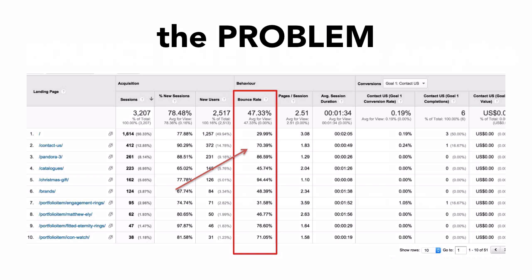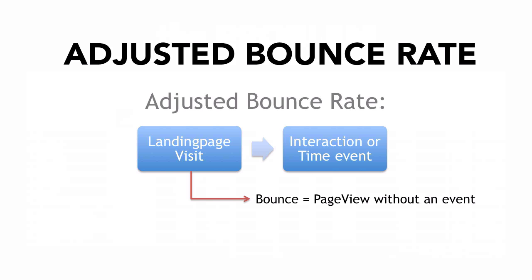Now there's a better way to adjust that bounce rate. Adjusted bounce rate would take into consideration if somebody had an interaction on the page or stayed on the page for a certain amount of time. And this can be useful. If we adjust the bounce rate, we could see a bounce as a page view without an event, without an interaction, without the intent to actually read the page or not. And this can be really valuable for us because it gives us a better measurement of how the landing page actually performs. So we can adjust the bounce rate.